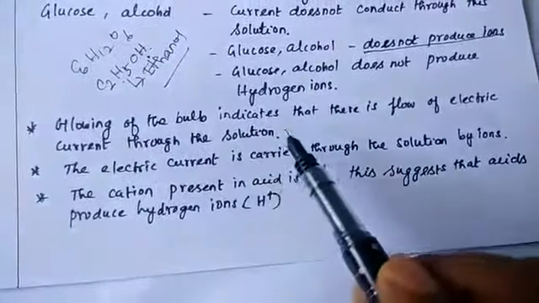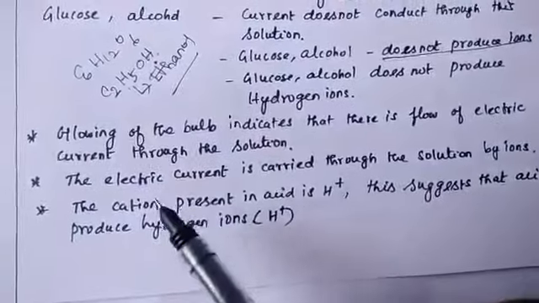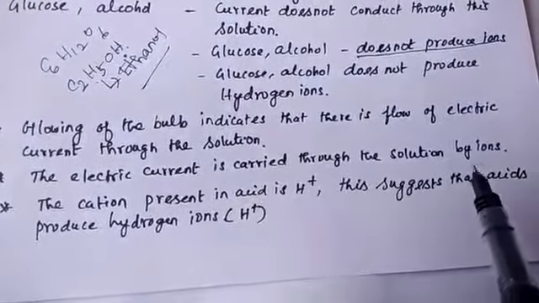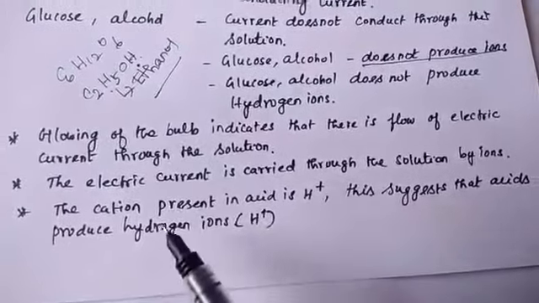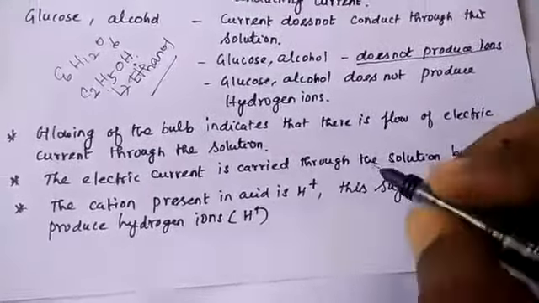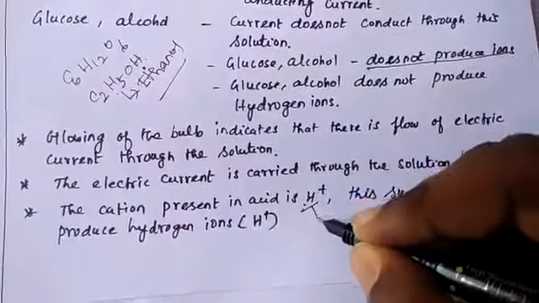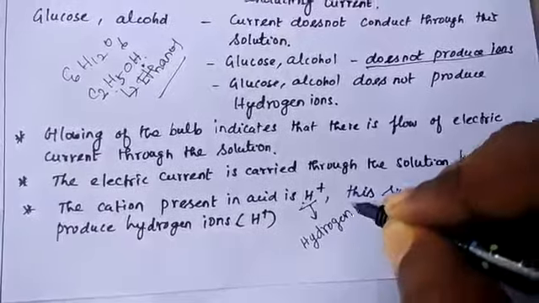Glowing of the bulb indicates there is a flow of electric current through the solution. The electric current is carried through the solution by ions. Only ions are responsible for conducting current. The cation present in acids is the H plus ion, known as the hydrogen ion.